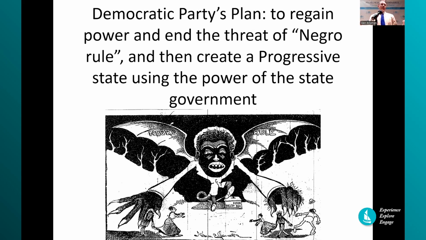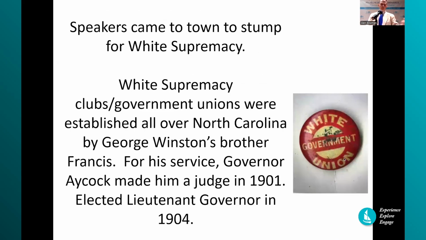Blacks are out to take your power. They're going to rule you. They're going to dominate you. And then once gained election, use that election as a way to bring in the ideas from Professor Winston at UNC to create kind of a progressive North Carolina, kind of a Wisconsin of the South.